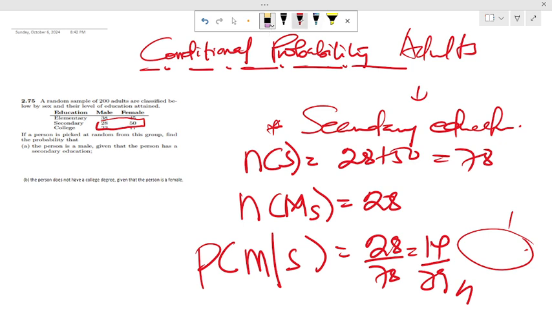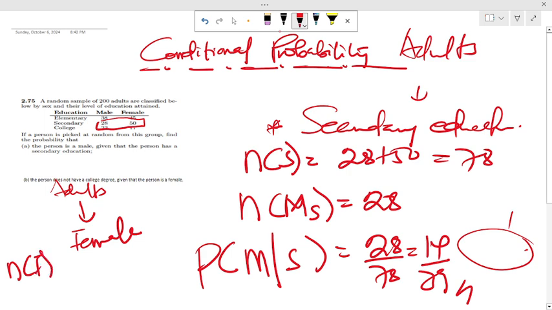The next question is that we should find the probability that the person does not have a college degree given that the person is a female. So now our overall sample space at first was 200 adults. Now they've told us that the person is a female, so now we will reduce the sample space. We will throw all the males away. So our sample space is now female, right? So we have to get our total number of females. So it is 45 plus 50 plus what? 17. So I think that is going to give us 112.